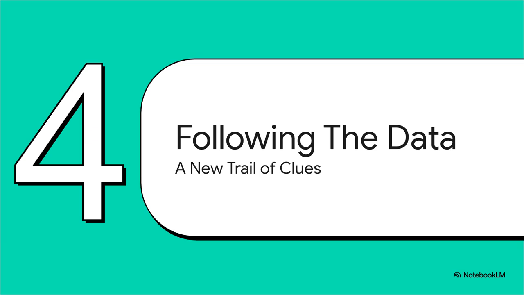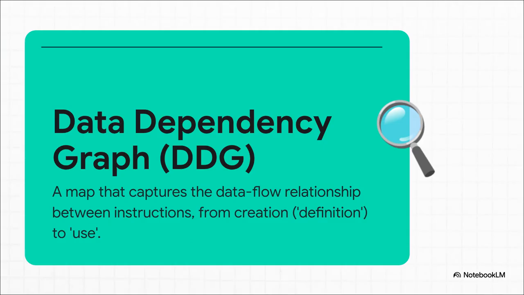What if, instead of following the path of the code, we started following the trail of the data itself? The key here is something called a Data Dependency Graph, or DDG. It sounds technical, but the idea is actually pretty straightforward. It's like a super detailed map that follows a single piece of data from the exact moment it's born inside the program and then tracks every single place it gets touched or used later on. It's a totally different way of looking at what a program is actually doing.